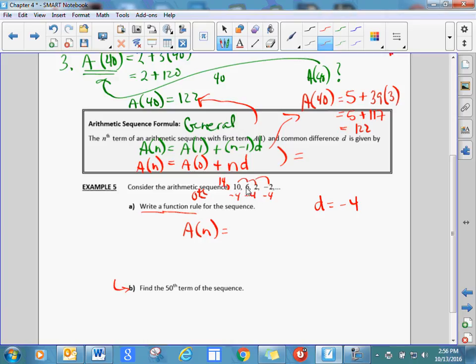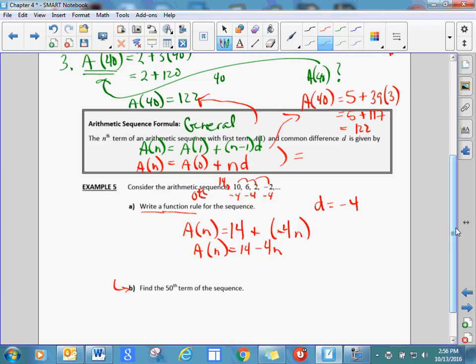10 minus 4 is 6. 6 minus 4 is 2. 2 minus 4 is minus 2. So our function rule is at the 0th term, we started at 14, and we are adding negative 4 times n. For every term that we move, first, second, third, fourth, fifth, we are taking away 4. So a sub n is equal to 14 minus 4n.